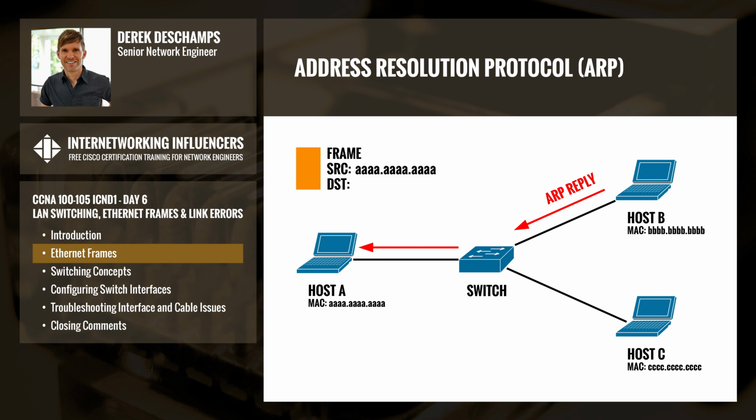Host B would then send an ARP reply back with its MAC address. Now that host B's MAC address is known, host A would craft the frame and send it out on the physical link for delivery to host B.